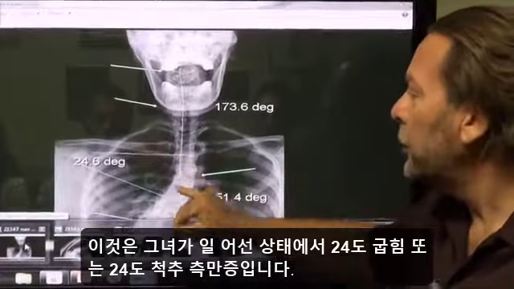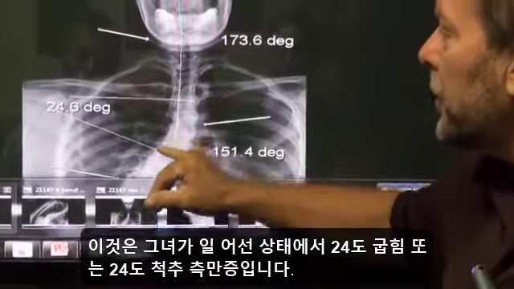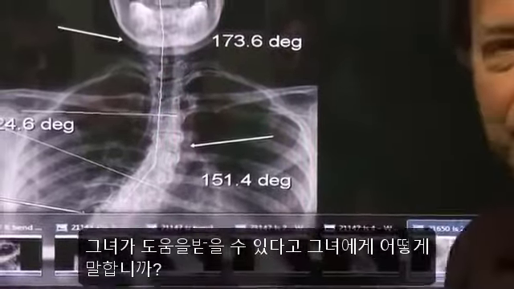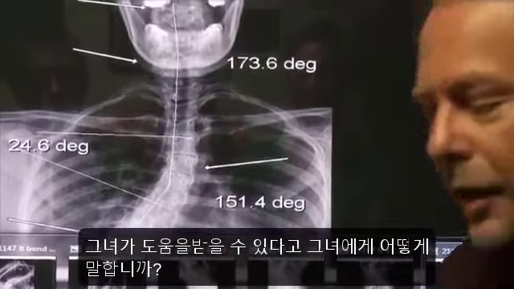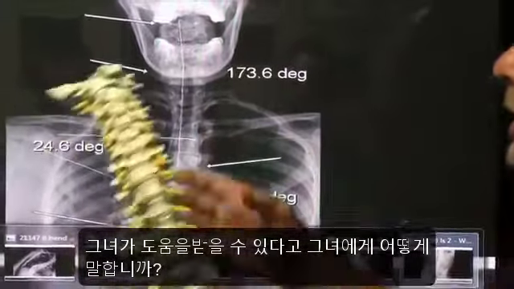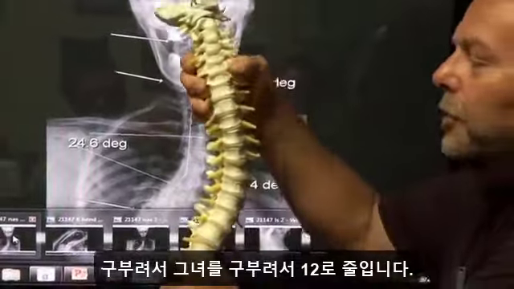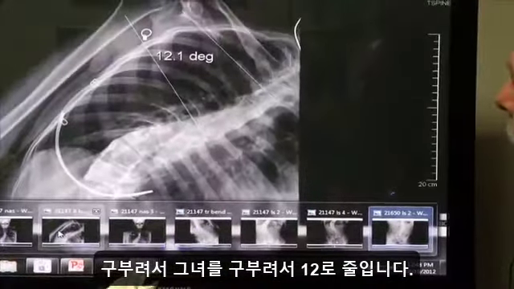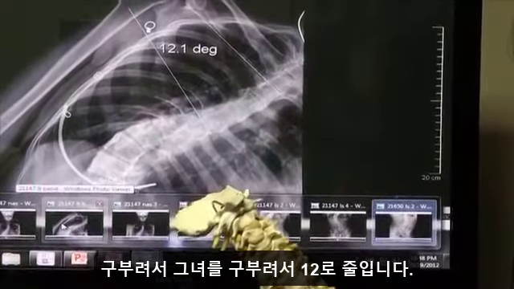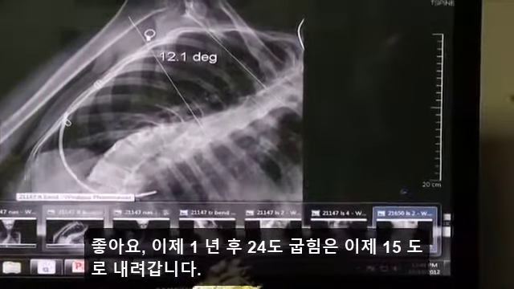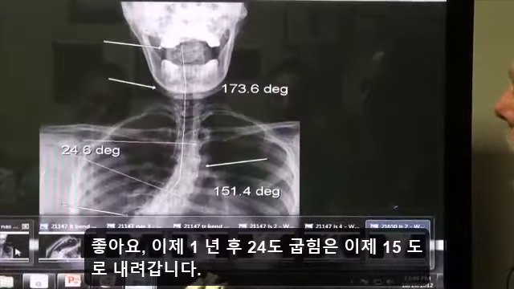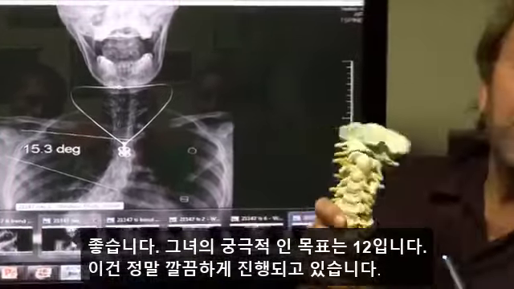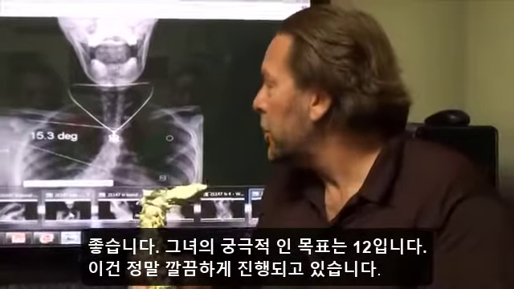This is a 24-degree bend, or 24-degree scoliosis, and her standing up. How do you tell her that she can be helped? You take that 24-degree bend, you flex into it, and so we do bend her into it, and it reduces down to 12. Now a year later, the 24-degree bend is now down to 15. Her ultimate goal is 12. So this is progressing really neat.